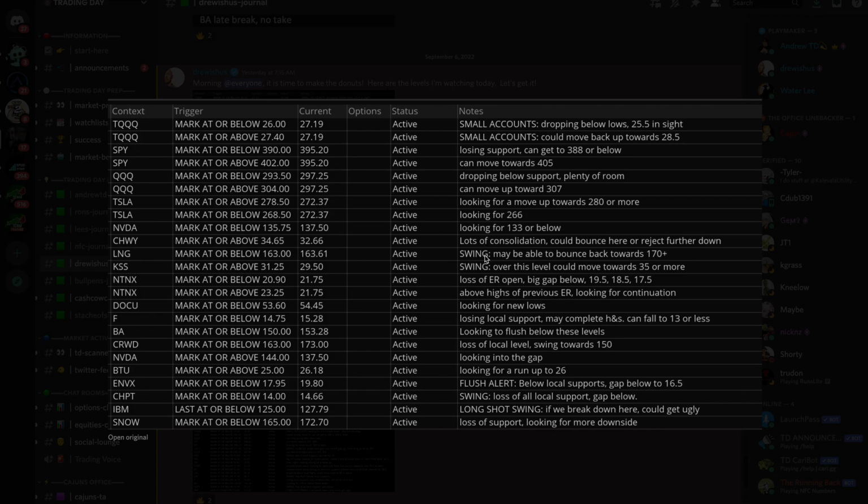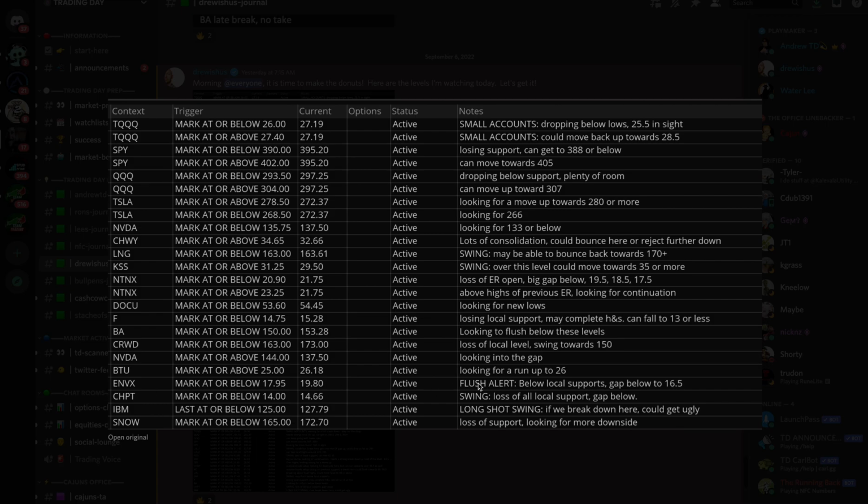Right. I'll also let you know if it's a swing play. Swing plays for me are plays that can last anywhere from a couple of days to a couple of weeks. Those typically happen on smaller tickers or something that's going to take a little bit more time to develop. So these, I'm generally telegraphing that I'm looking for a further out expiry.